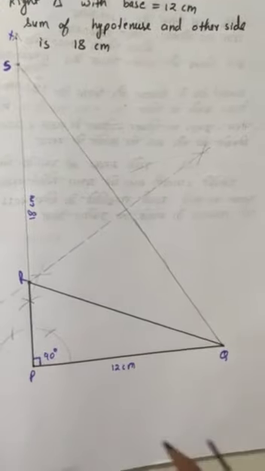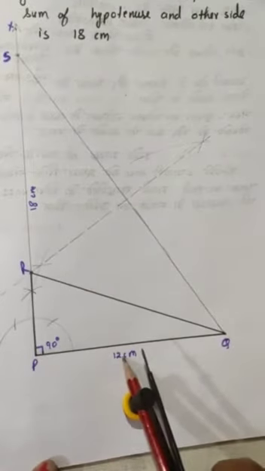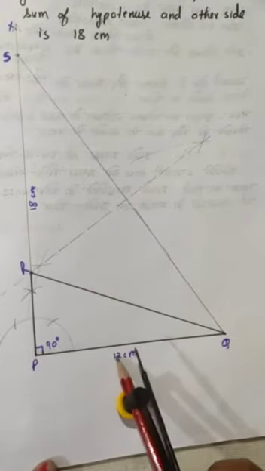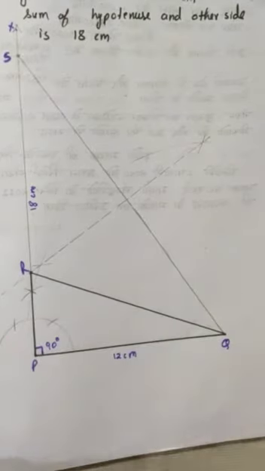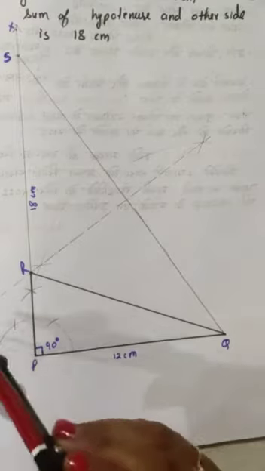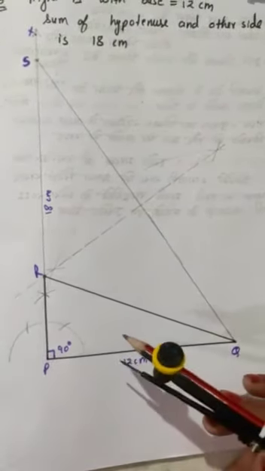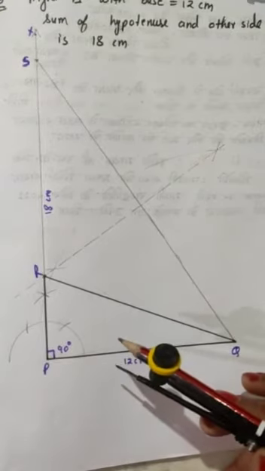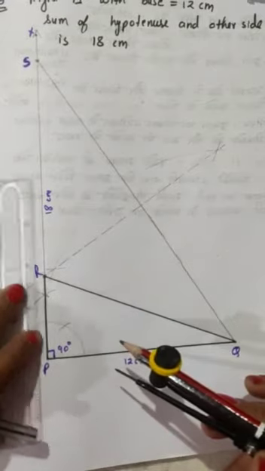Okay, so the first thing you have to construct is the base PQ, which is 12 centimeter. So we have drawn PQ as 12 centimeter. Then at point P, we have to construct 90 degree. You all have practiced till now how to construct 90 degree. Now you will construct a ray, a long ray, and I would advise you to use the longer ruler for this, because this is a small one.